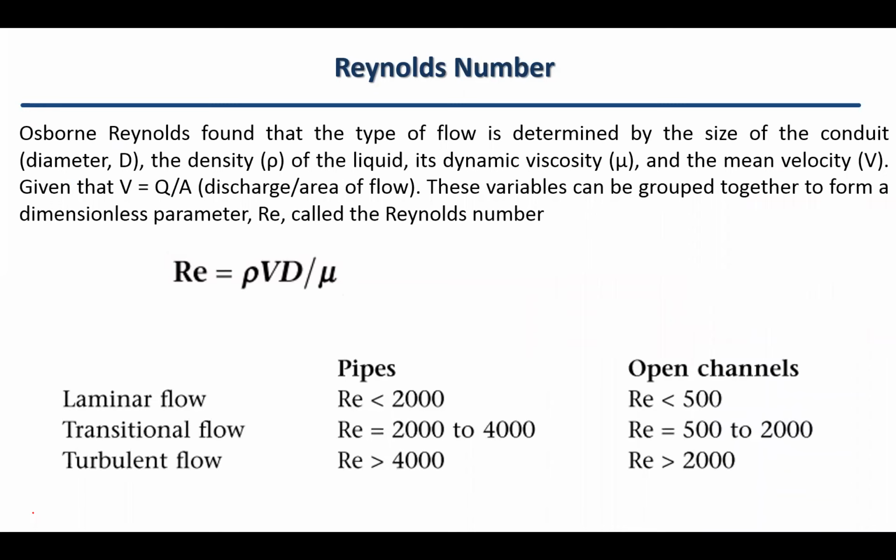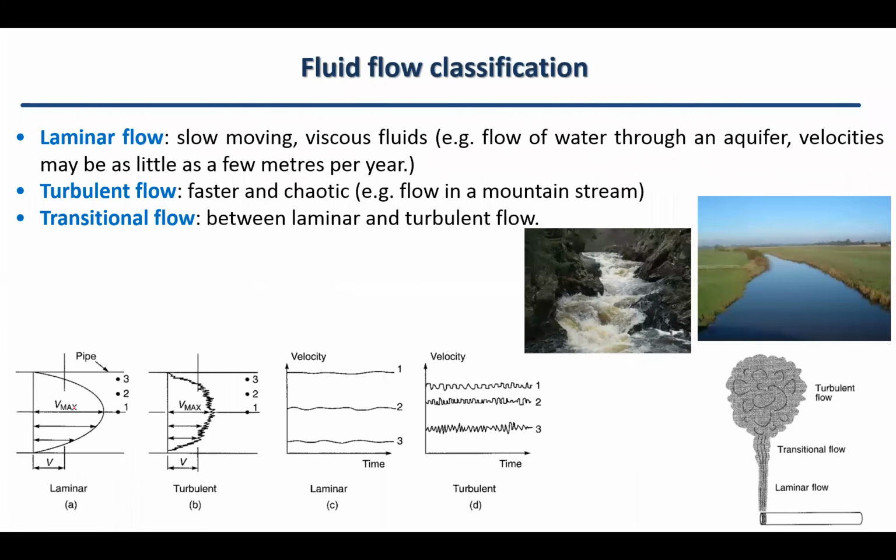Osborne Reynolds is the person who found a type of flow based on the size of the conduit, which is the diameter, the density of the liquid, which is rho, and the dynamic viscosity. So based on these three parameters, and also the mean velocity. Mean velocity, just bear in mind, in the previous slide we had this variation, but the mean velocity, you know how to do that. It's the flow divided by the area.